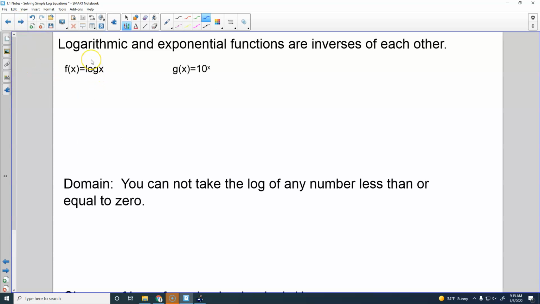Okay, so logarithmic and exponential functions are inverses of each other.